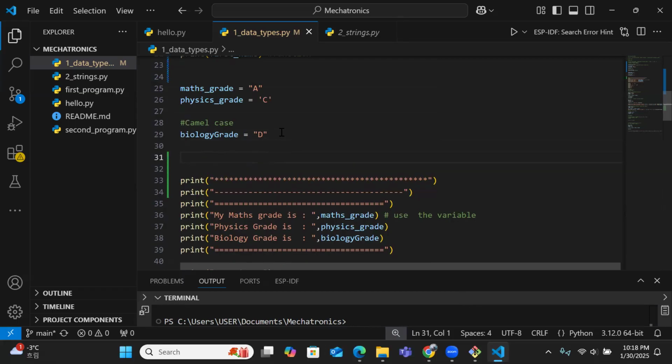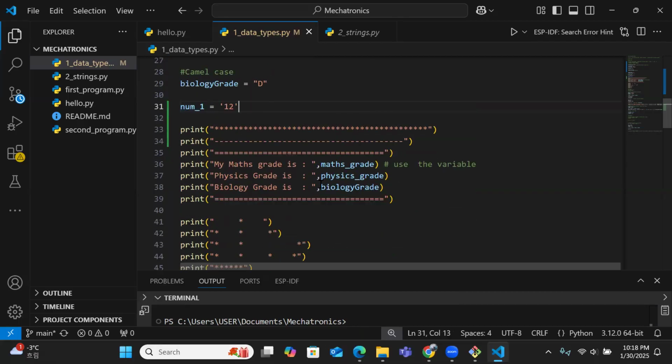But you can also have a number as a character, like num1 is equal to 12. It has its own meaning. This is also allowed in Python. Okay, but we will learn what that means.